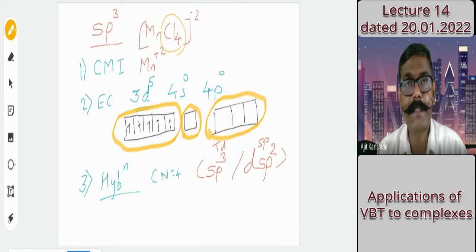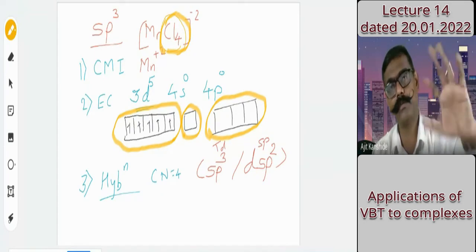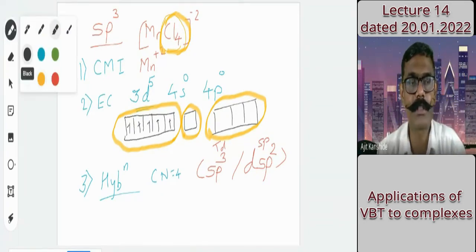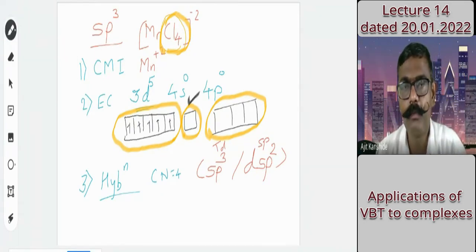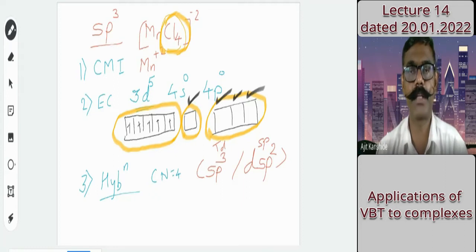So accordingly, the arrangement will be made. This chloride is a weak guest, a weak ligand, not so close. So in such cases, the central metal ion will ask those guests to stay outside the rooms: you remain on the veranda only. Which positions will be suitable for that? One 4s, 4p, 4p and 4p. So three 4p orbitals and one 4s orbital.